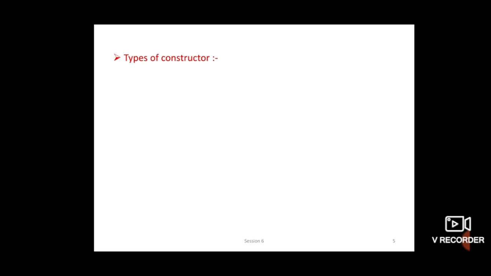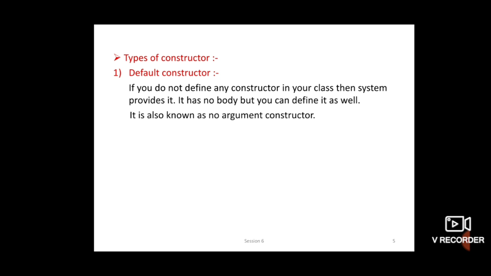Now see the types of constructor. Okay, types of constructor. The first type is the default constructor. Now what do you mean by default constructor? If you do not define any constructor in your class, then the system provides it, means the compiler, whichever editor you use. It has no body, but you can define it as well. It is also known as a no-argument constructor.